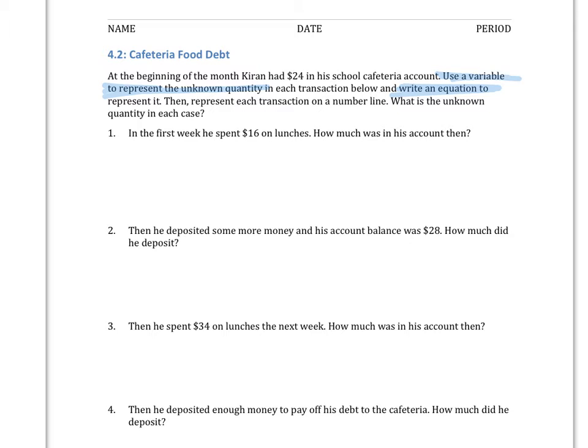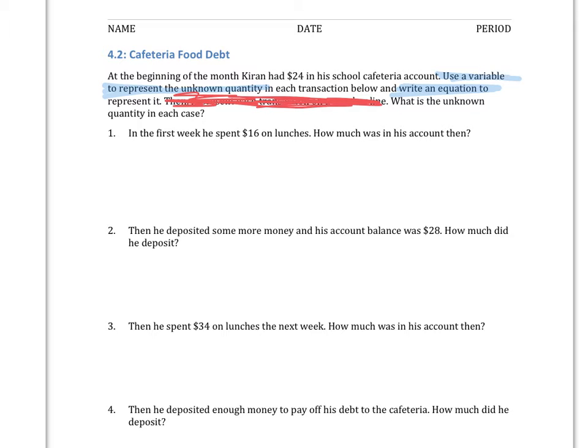Then it says to represent each transaction on a number line. We're not going to worry about this step right here. We're going to kind of skip that. We don't need the number line at this point. Let's focus on what we know about solving these problems. But you do need to answer what is the unknown quantity in each case.